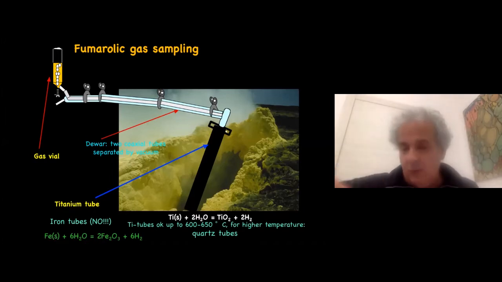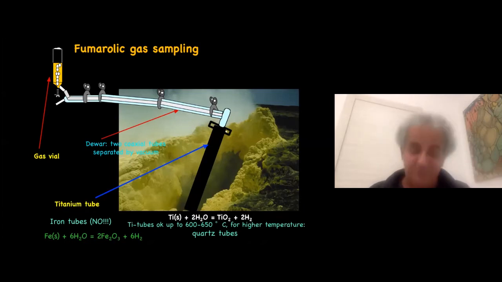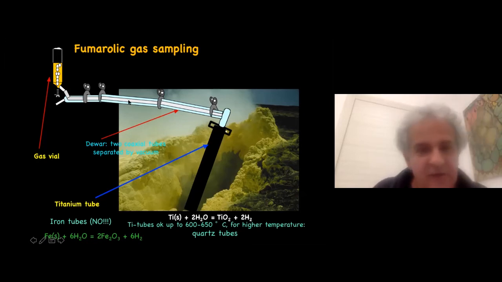This means that when you have higher temperature, let's say 800, 900, they are very rare, but there are fumaroles with this high temperature, you need to use quartz tubes that are very expensive, they are very fragile, and you must be very, very careful. So what is this part? In the final part of this geometry, we have a gas vial.